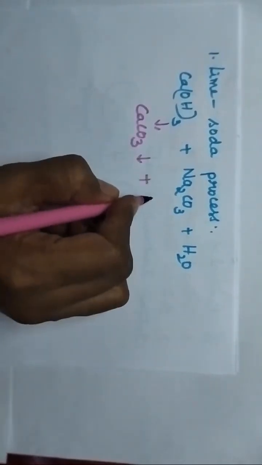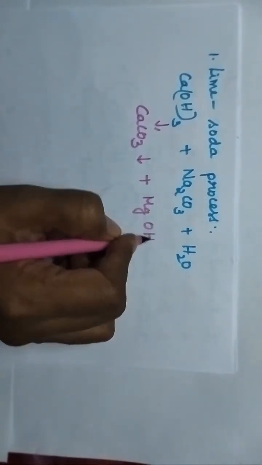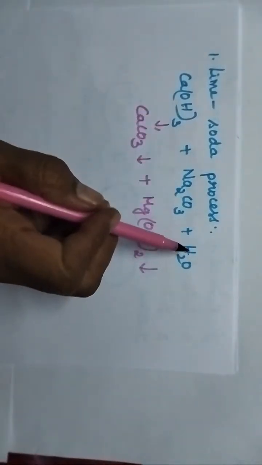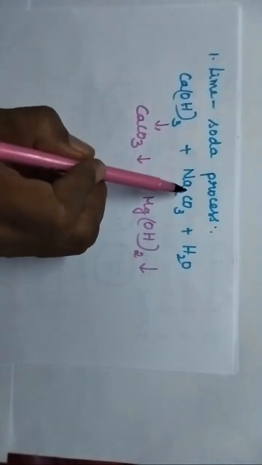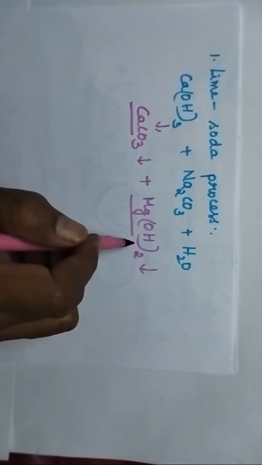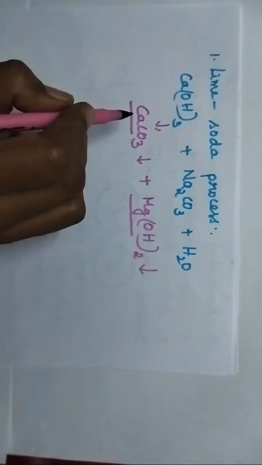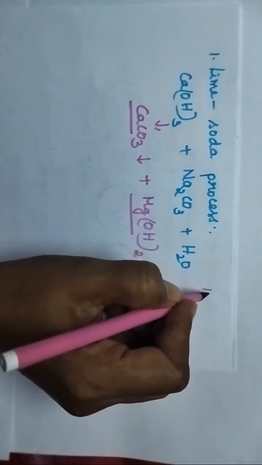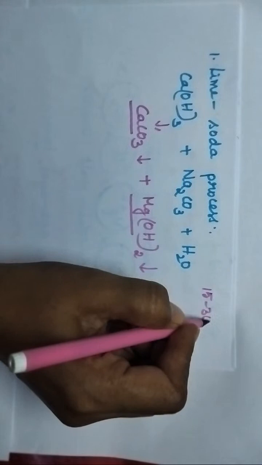Then what happens? All the calcium salts will be converted into calcium carbonate and precipitated out, whereas all magnesium salts are precipitated out as magnesium hydroxide. So whenever water is treated with calculated amounts of lime and soda, all the calcium salts will be precipitated out as calcium carbonate, whereas magnesium salts will be precipitated out as magnesium hydroxide. By this method, it is possible to remove hardness up to 15 to 30 ppm.